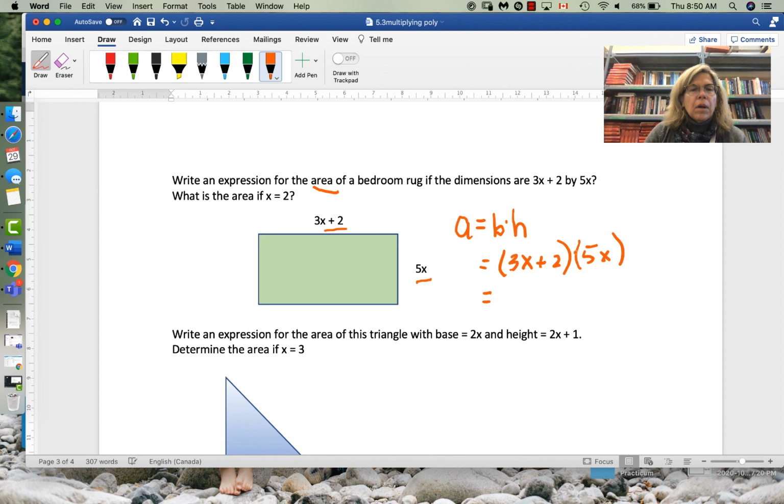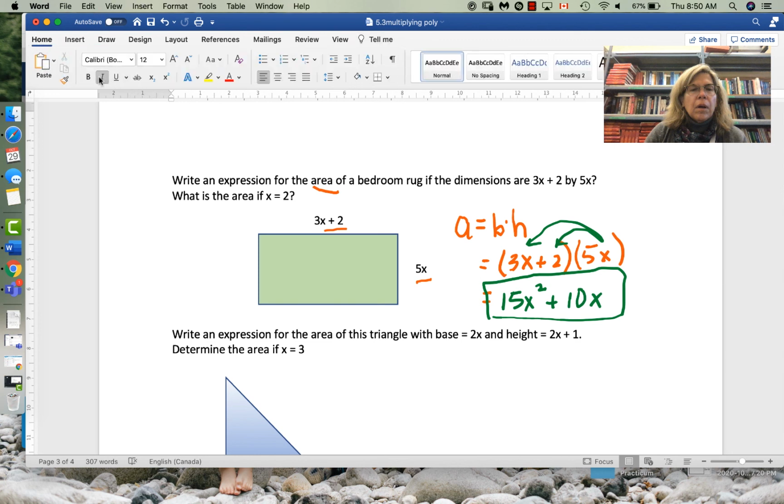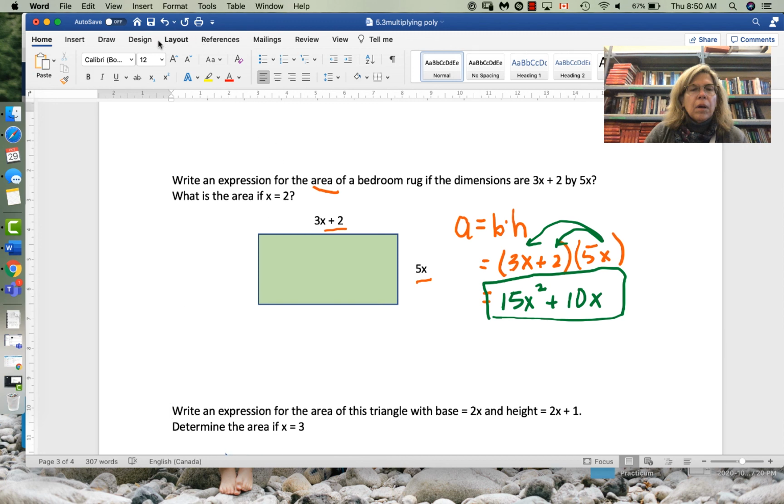So if we take our numbers and distribute them, 5x times 3x and 5x times 2, we have 5x times 3x is 15x squared, and 5x times 2 is plus 10x. So this is the expression, not an equation. It's an expression for the area of the rug in the bedroom. And then the next piece of information I ask for is, what is the area if x equals 2?